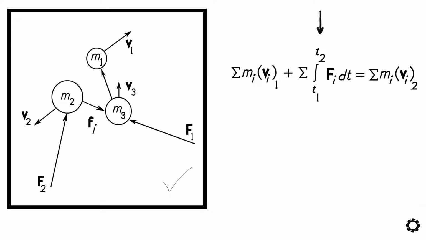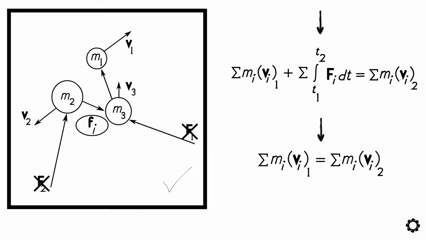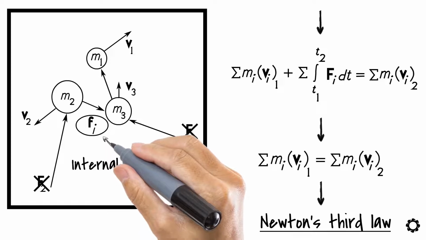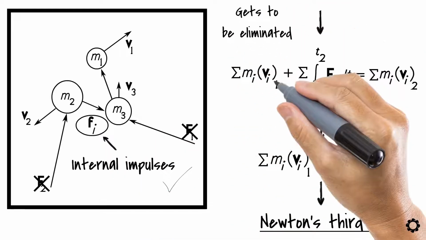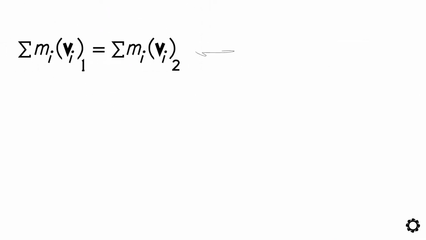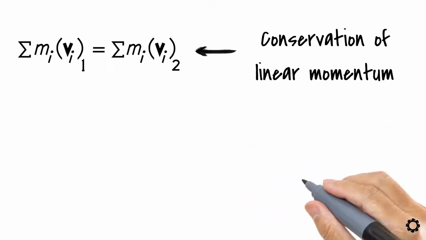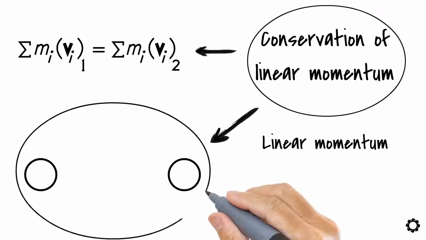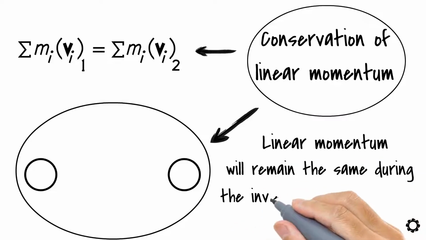Note that if there are only internal forces affecting the system, our equation gets simplified because of Newton's third law, which dictates that the internal impulses which are acting within the system between the interacting particles get eliminated from our analysis. This equation is what we call the conservation of linear momentum, which we use most often when we want to analyze the collisions and interactions between different particles. It states that linear momentum for a system of particles will remain the same during the investigated time period.